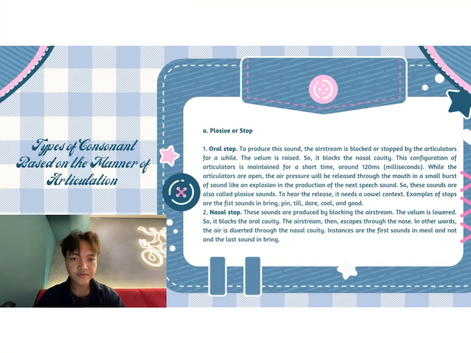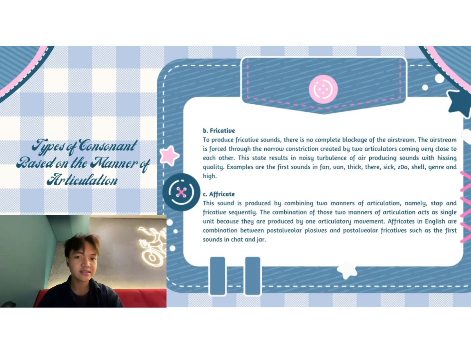First, plosives are produced when the airflow is completely stopped and then released. Examples include p, b, t, d, k, and g. Next, fricatives are produced when the airflow passes through a narrow opening, creating friction. Some examples are f, v, s, and z.